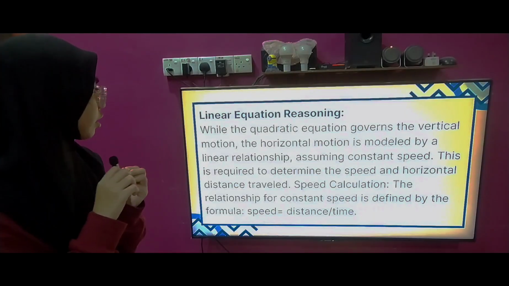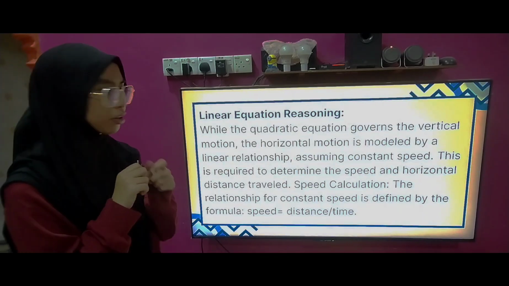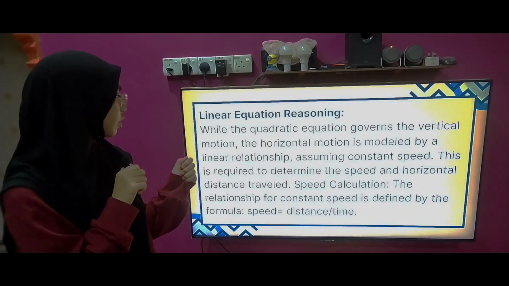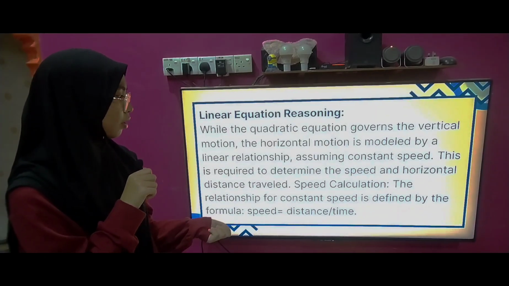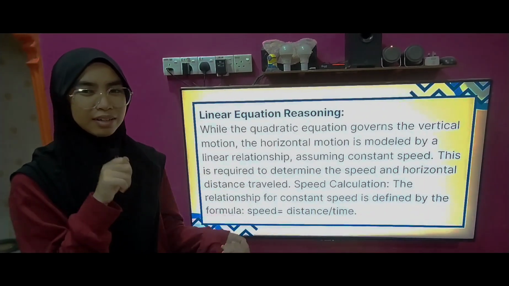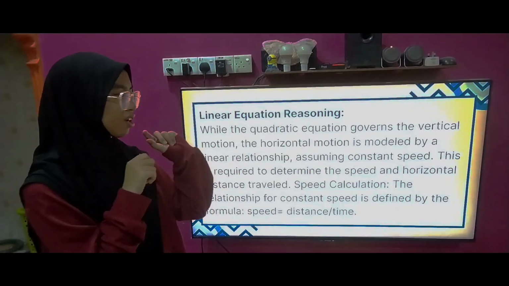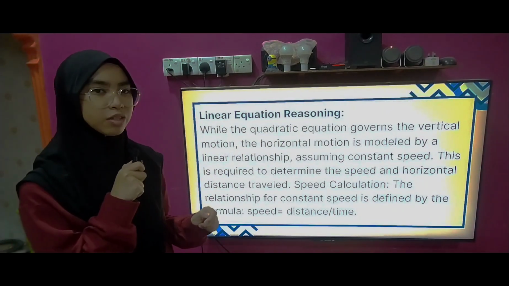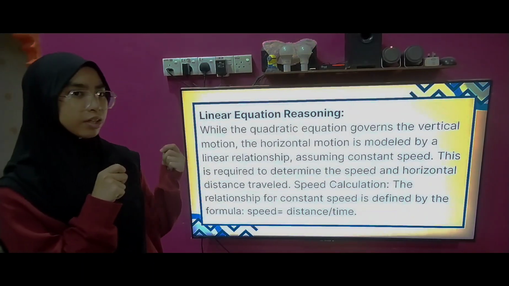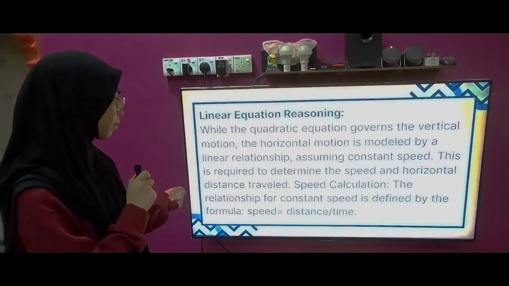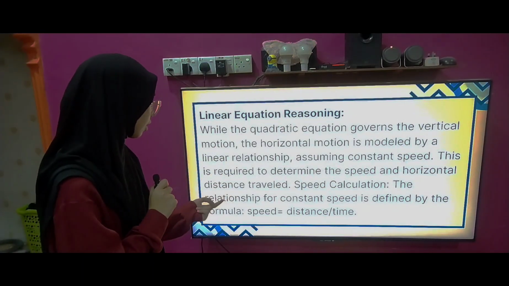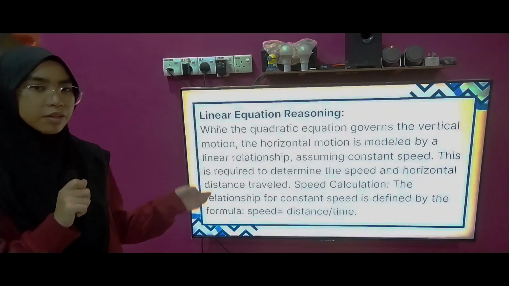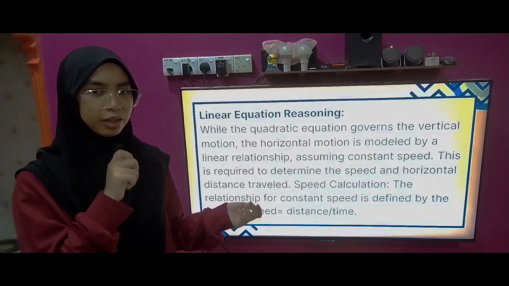So now is the linear equation reasoning. While the quadratic equation governs the vertical motion, the horizontal motion is modeled by a linear relationship. So we can assume that the arrow travels at a constant speed. This is required so that we can determine the speed and horizontal distance that the arrow has traveled. The speed calculation and the relationship for constant speed can be defined by the formula speed is equal to distance divided by time.